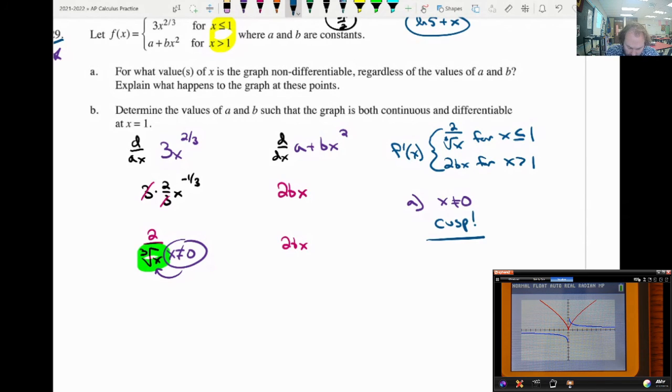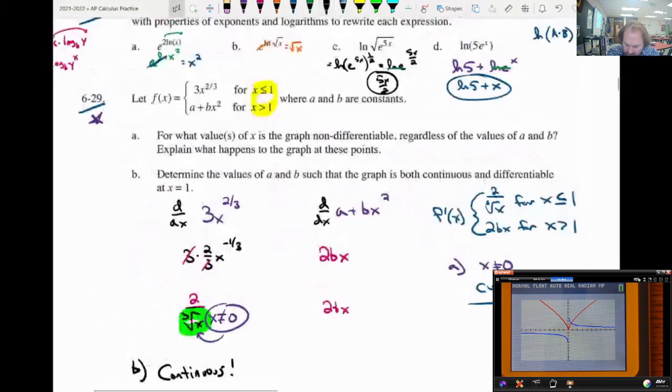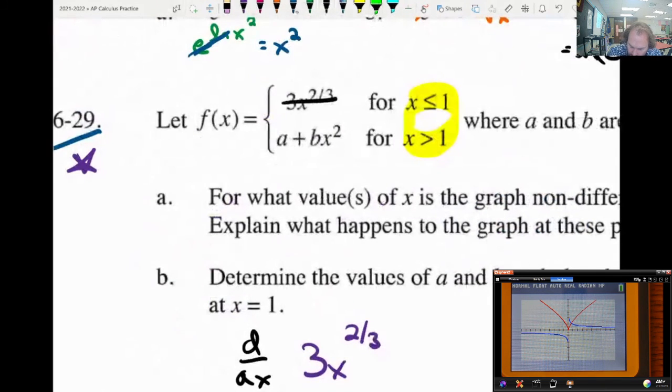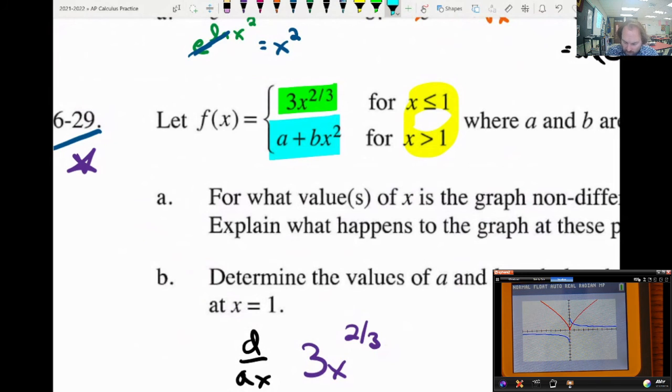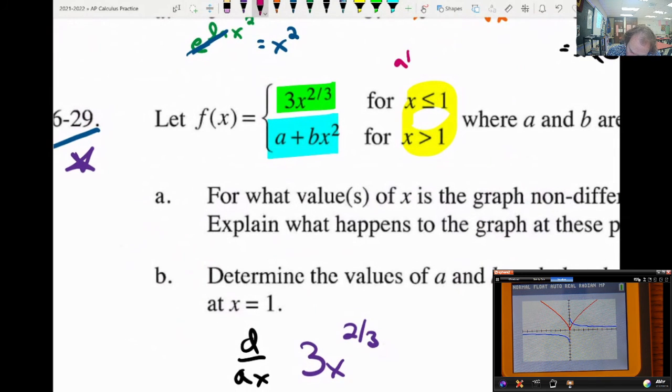in the original graph. For question B, determine the values of a and b such that the graph is both continuous and differentiable. Okay, so when it comes to continuous, this is our work for problem B. Let's start there. In order to be continuous, what we need is these two things. We need this 3 times x to the 2/3 power to be equal to a plus bx squared when x is equal to 1. That's the first thing, because at x equals 1, there's a break in the graph. We need these things to be the same then, so that it's continuous, so we don't have to pick up our pencil. Let's start there.